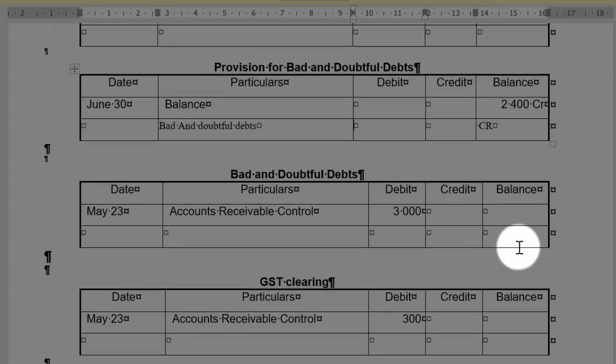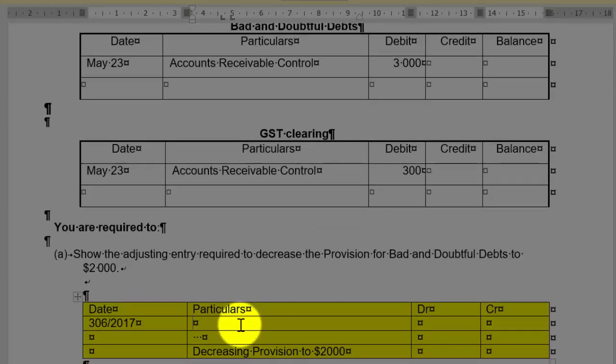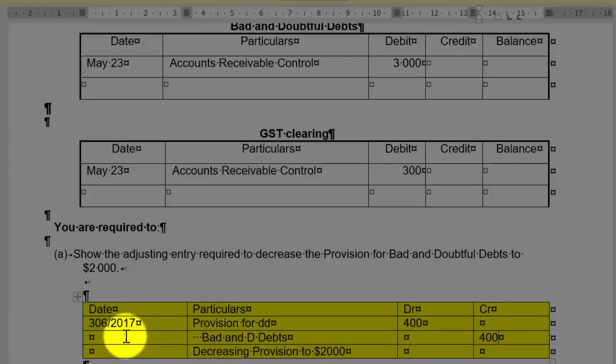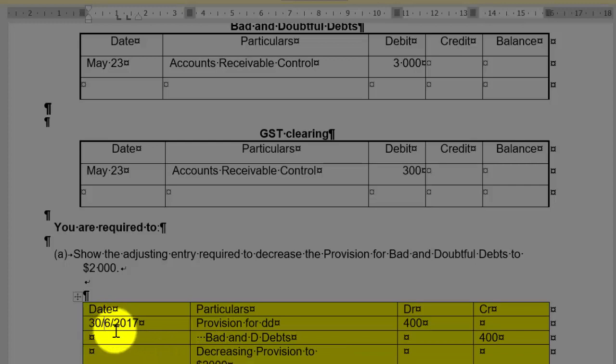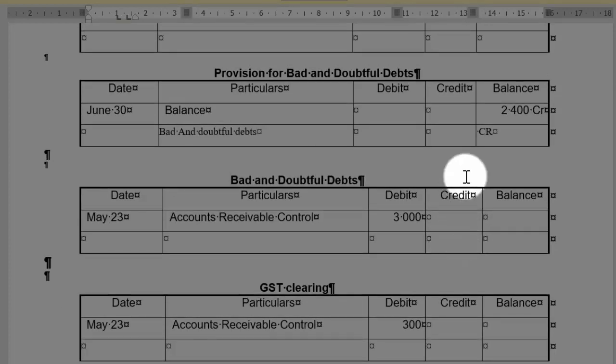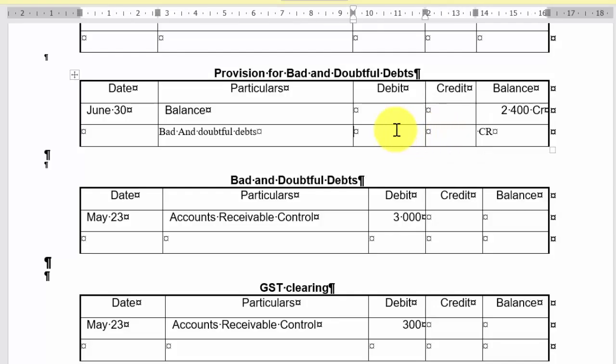All right. So the entry that you've got to make is to debit provision for doubtful debts for $400, and I've got to credit bad and doubtful debts $400. Right. I'm just going to put that information back up here. So just to make sure that this is right, so $400 there. It's a debit to this credit balance. That's going to bring this back down to $2,000 credit.